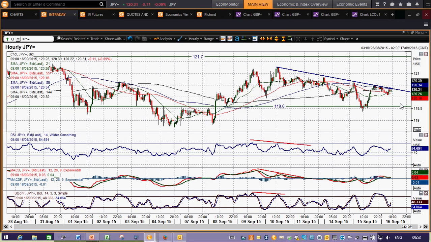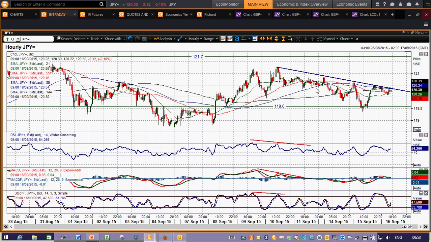But just be very careful, because obviously you've got the resistance overhead, and if that starts to be broken, 120.65 is the rally high that we saw yesterday before the initial sell-off, and that rebound is sort of topped out just underneath that. So there is a slight element of bearish bias, and you'd be favouring short positions near term rather than long positions, certainly.